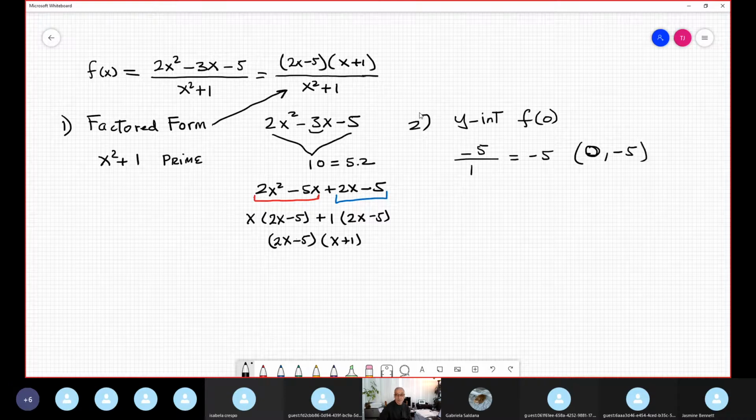You assume that x is 0. So x is 0, this is this consideration. And the answer for y, the function, is negative 5. This is my famous y-intercept. What is the third step?